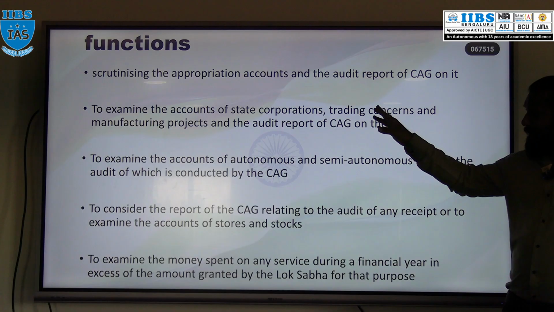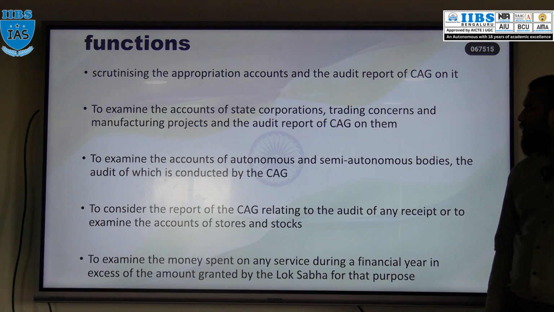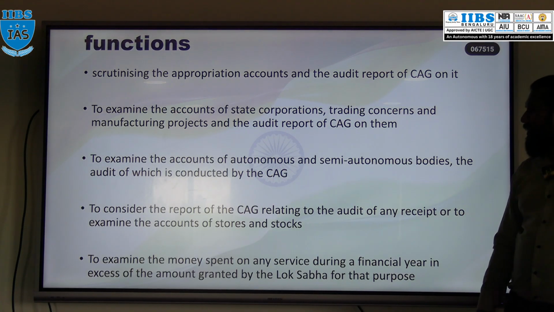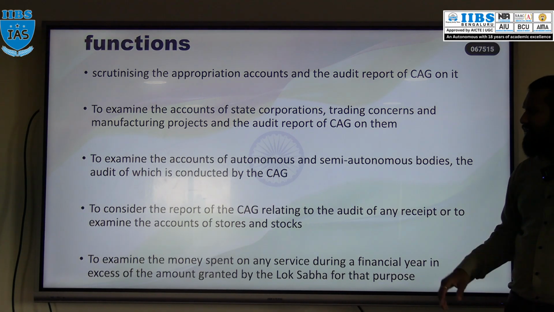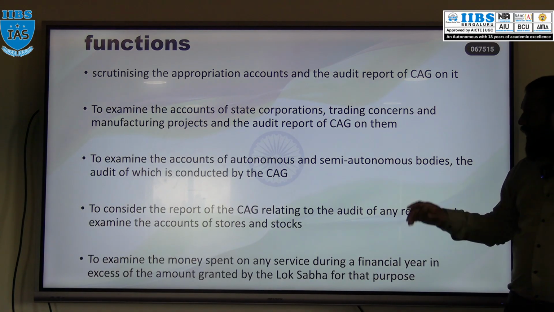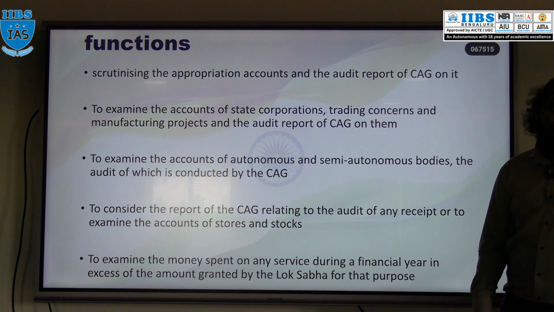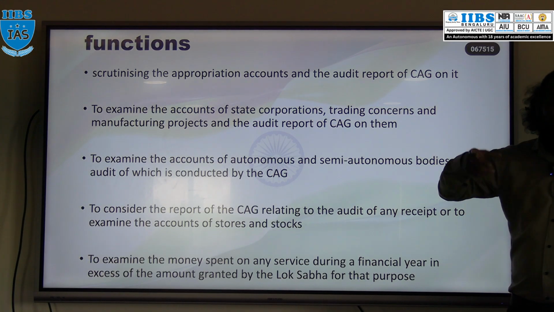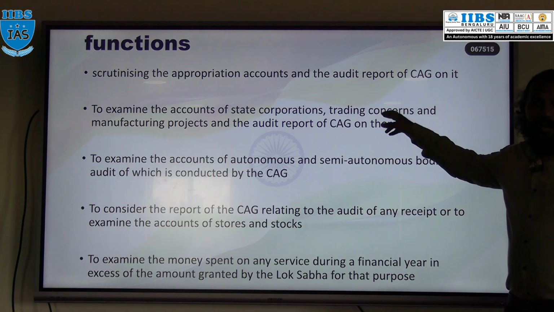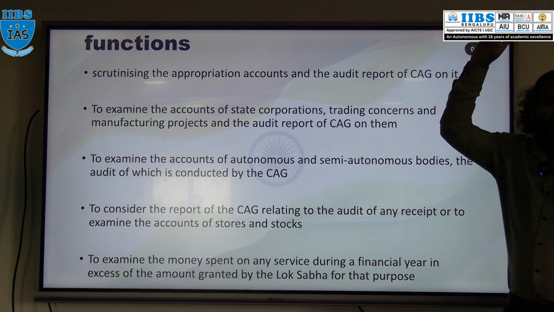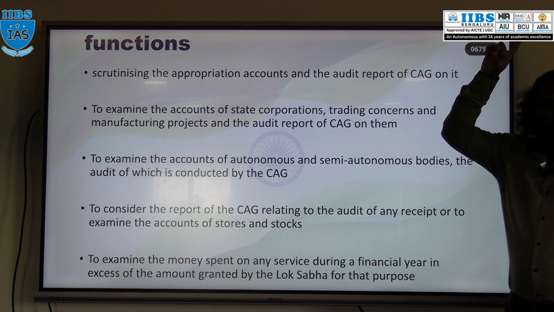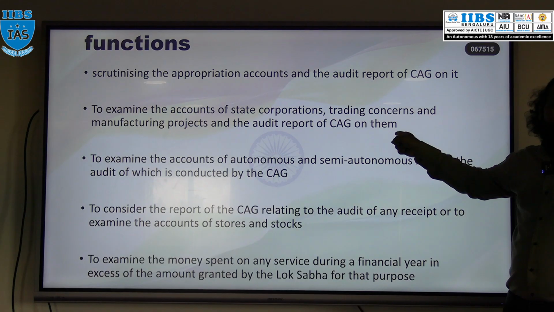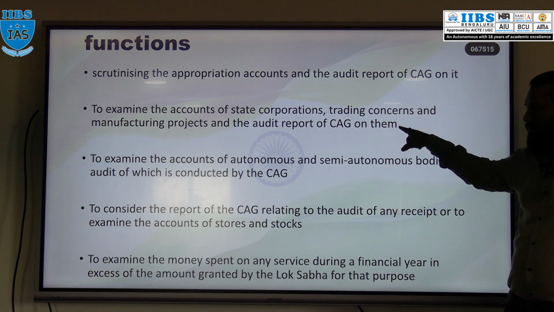Those reports will also be scrutinized by this Public Accounts Committee. Apart from that, this committee also examines the accounts of state corporations, trading concerns and manufacturing projects, and the audit report of CAG on them. Expenditure will be there, so audit will be there. Who will do the audit? CAG, and the CAG will submit the report to the President. The President lays that report before Parliament. Parliament gives that report to this committee, and again this committee examines it.